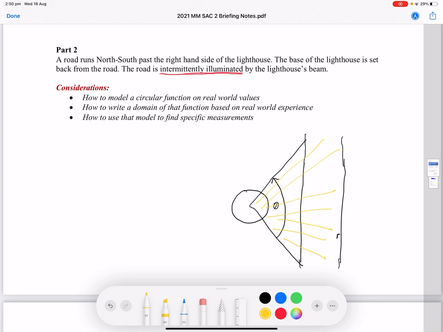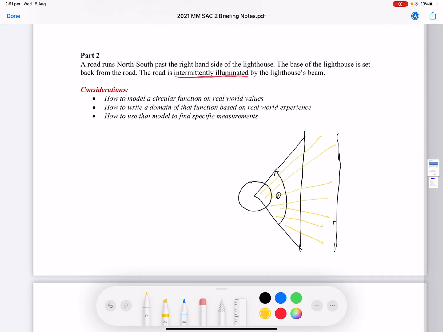So you're going to be asked to model a circular function based on this scenario. You're also going to be asked very particularly to write a domain of that function based on the real-world experience. So have a good think about that. You need to write a domain where the light is hitting the road. That won't be all the time. And then you need to be able to use that model to find specific measurements. We're going to ask what point the beam is hitting the road at certain times. So you need to be prepared for that.